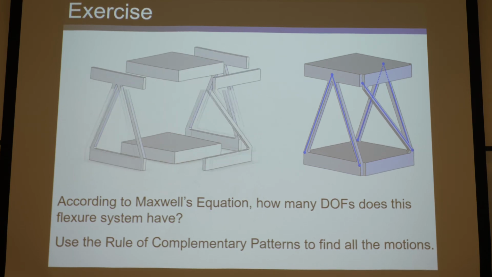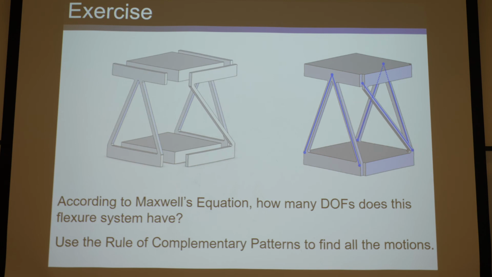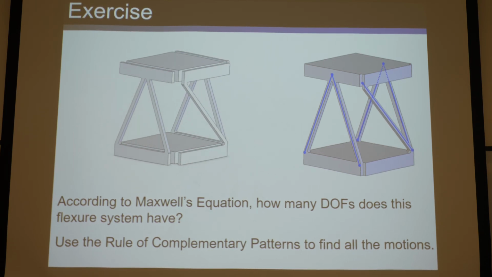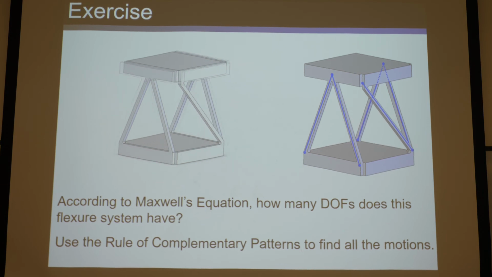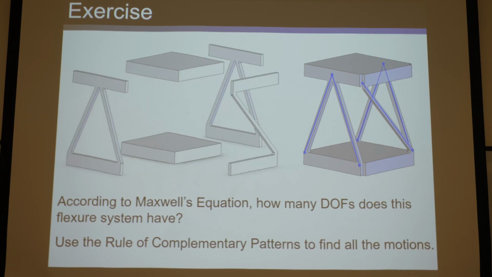Either visualize it, stare at that for a little bit, put me on pause and see if you can visualize how that 1 degree of freedom would work. And if you can't visualize that, then what you can do is try and find the rule of complementary patterns and find the red line.